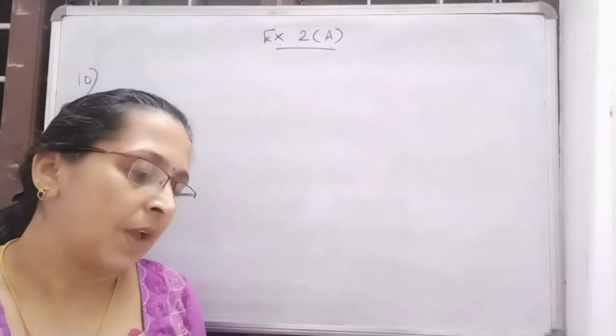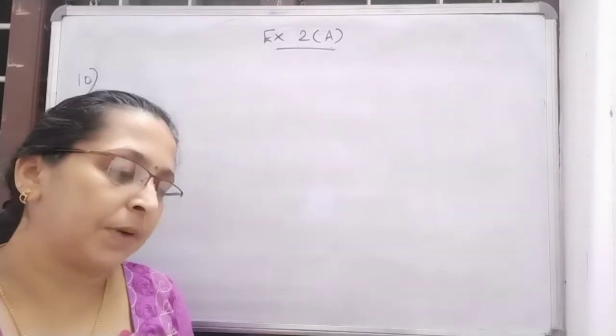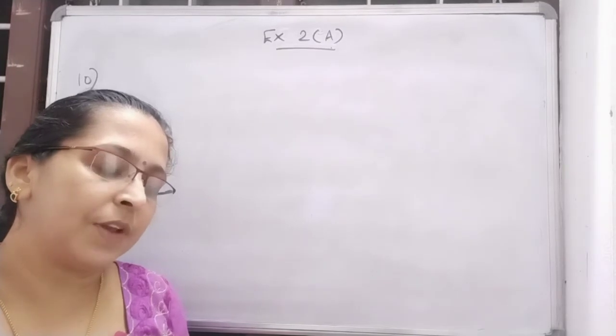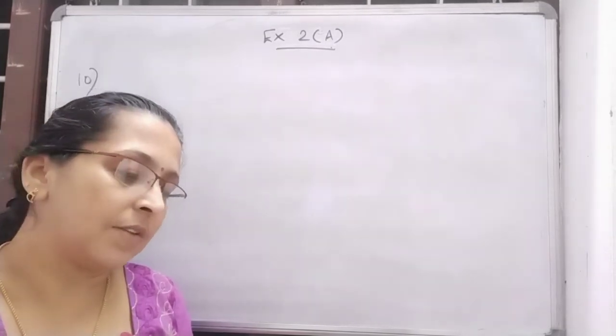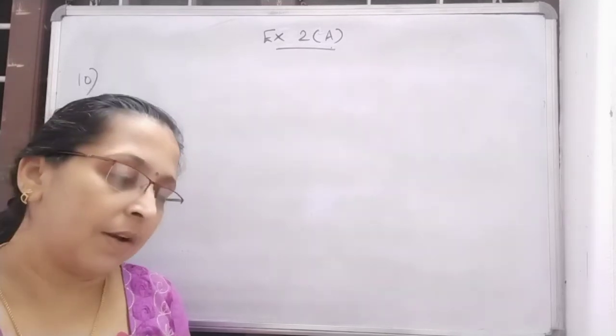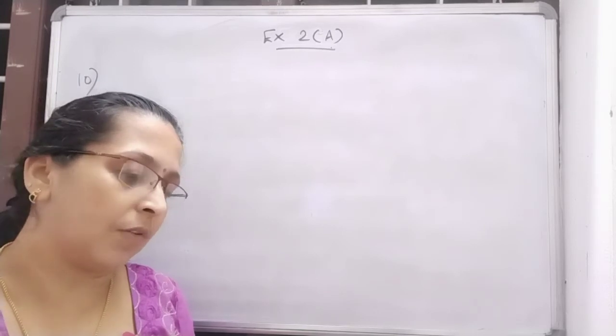10th question. Mr. Gulati has a recurring deposit account of rupees 300 per month. If the rate of interest is 12% and the maturity value of this account is rupees 8,100, find the time in years of this recurring deposit account.